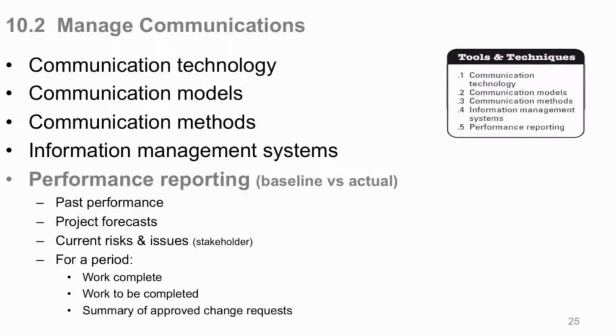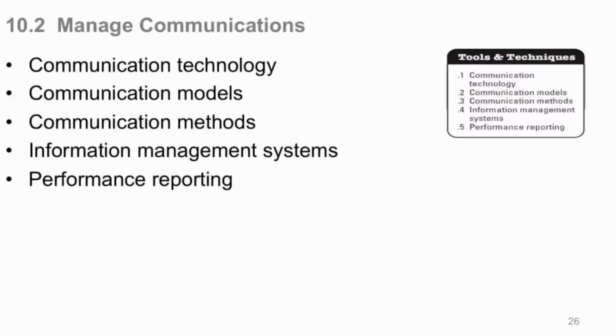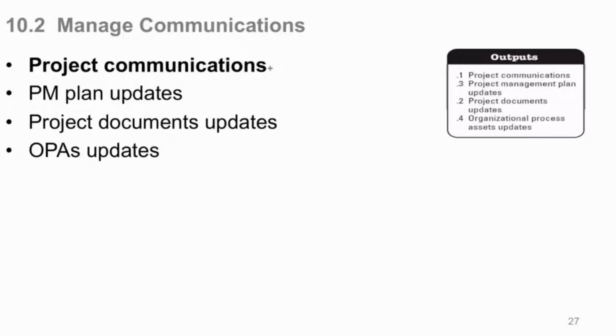Current risks and issues with your stakeholders, performance reporting, and for a period, what is that? Well, work complete this period, work to be completed next period, a summary of all your approved changes and your change log. All this kind of thing is performance reporting. So there's tools you can use. And the outputs of all this are your actual communications, whatever they might be, whatever method they might be.